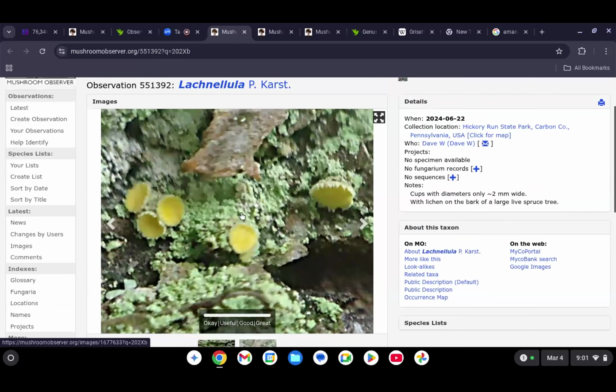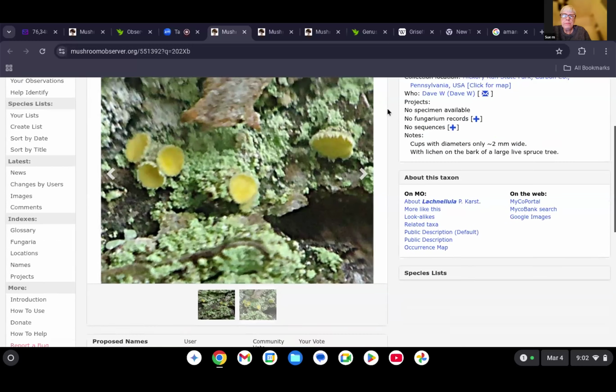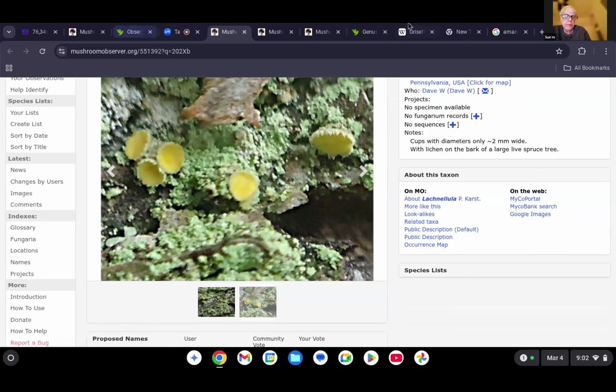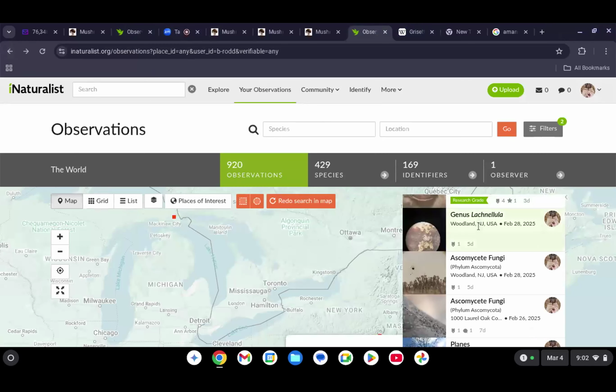Jason, are you here? Is this a lichen, Lachnellula? Jason's dropped off. It's 9 o'clock already. Interesting. Yeah, that was cool.